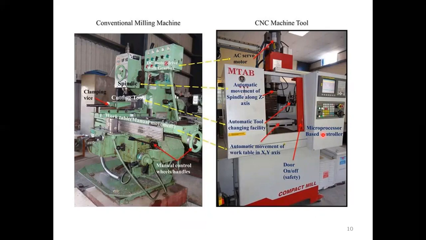So what is the step by step process? What are the functions we need to know? Automatically the levers and small robot links define the material in the bed, as well as grinding the material into the format we need. Like that they are using CNC. It has an automatic tooling facility. Automatic movement of the spindle in the Z axis. Automatic movement of the work table in the XY axis. This is the door on off, that is safety for the operator. This is the CNC machine tool.